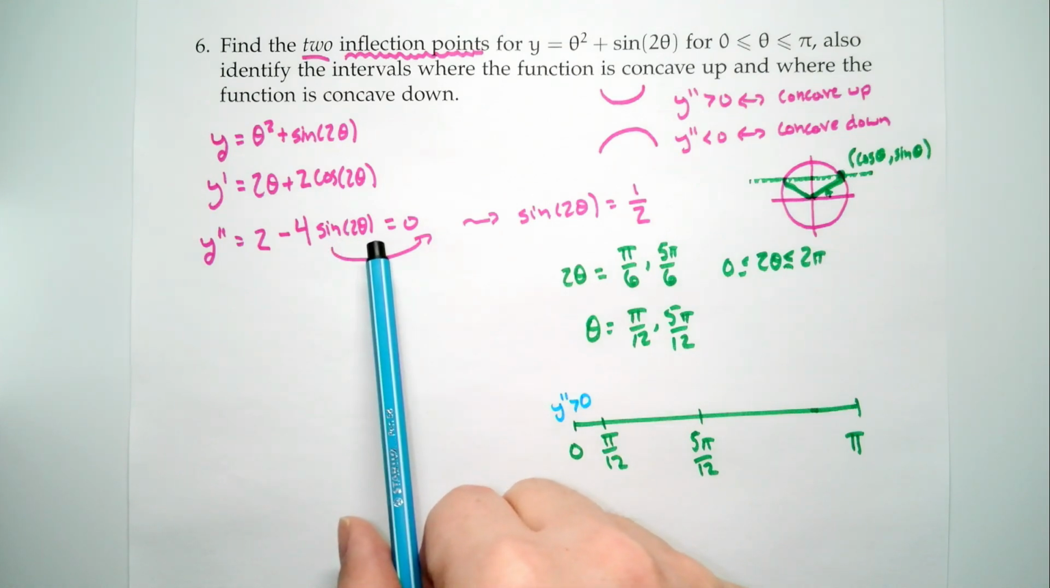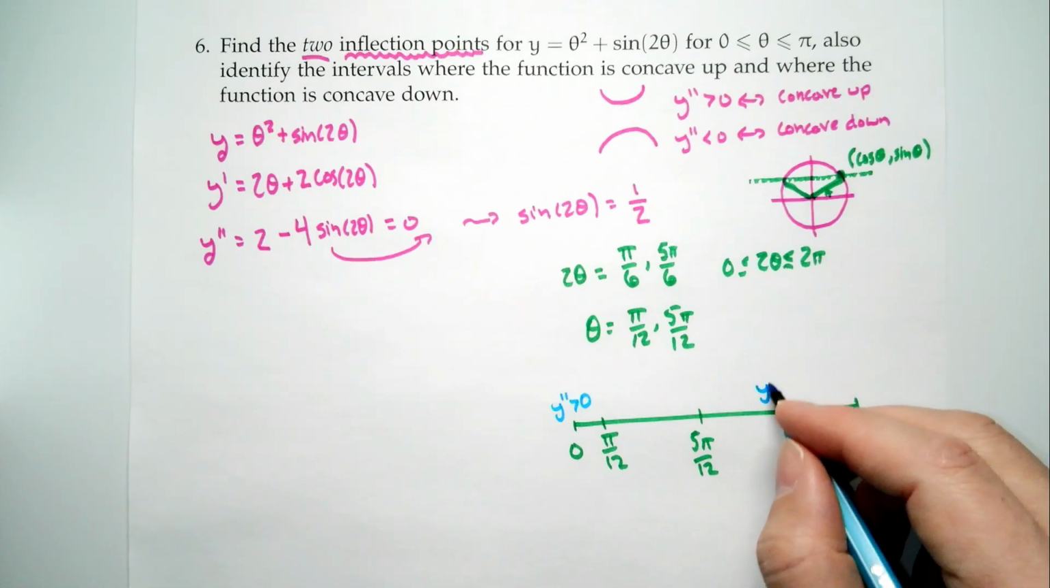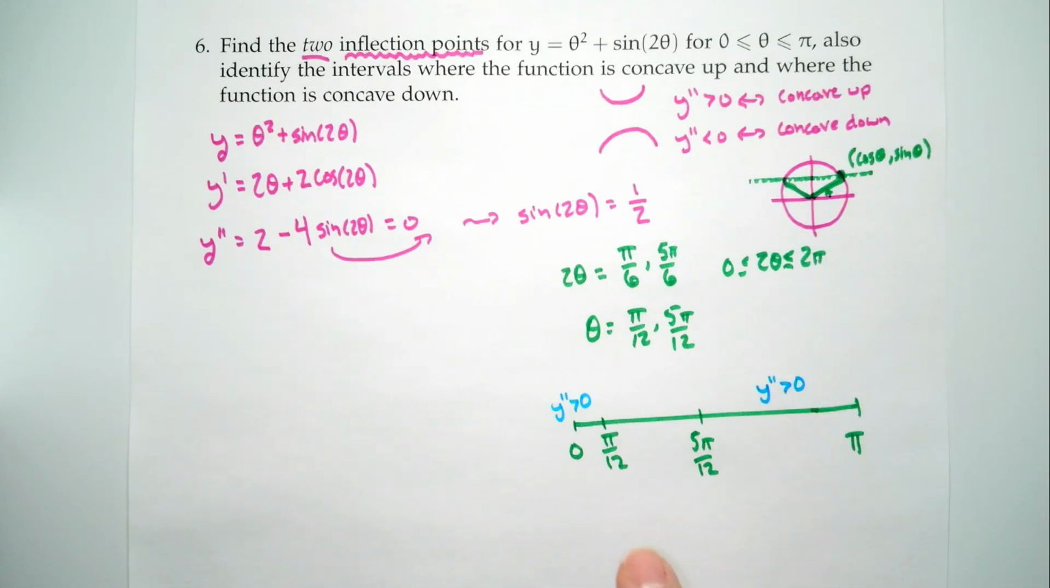Sine of 2 pi is still 0. So we still get 2 minus 0. So that says our second derivative is positive. All right, between pi over 12 and 5 pi over 12.